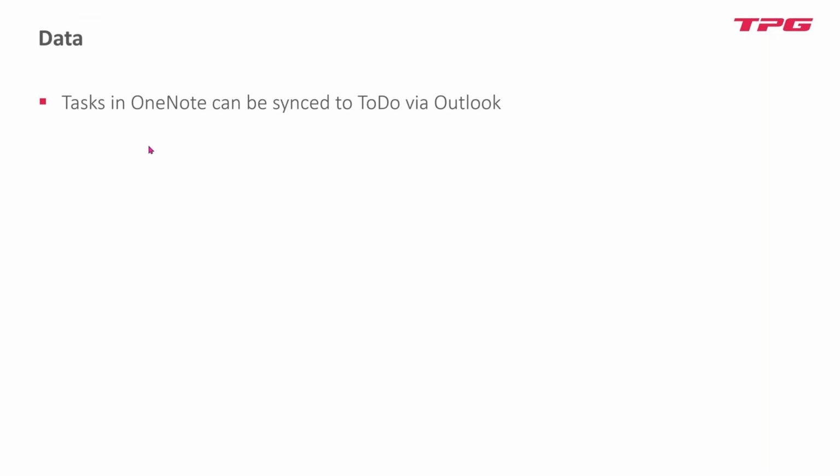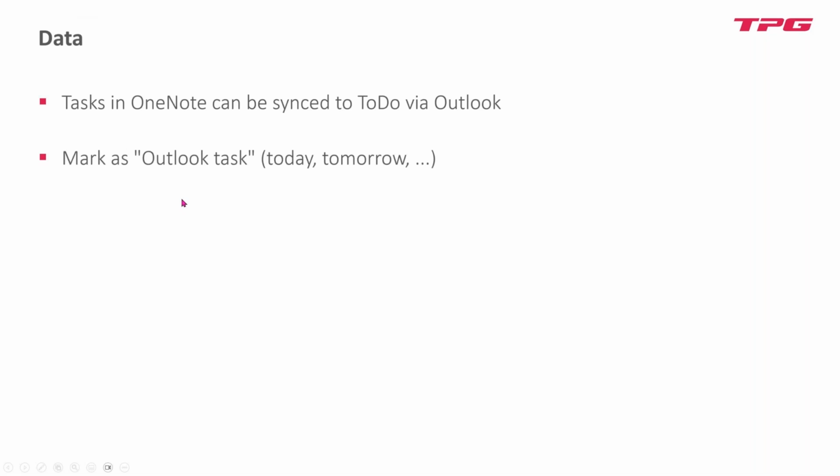So there is a special feature. This is the only thing you have to do. You just select some text or put the cursor on it, select create an Outlook task out of this. And in the background, it's synced to ToDo and synced to Planner. And there is only a little issue.